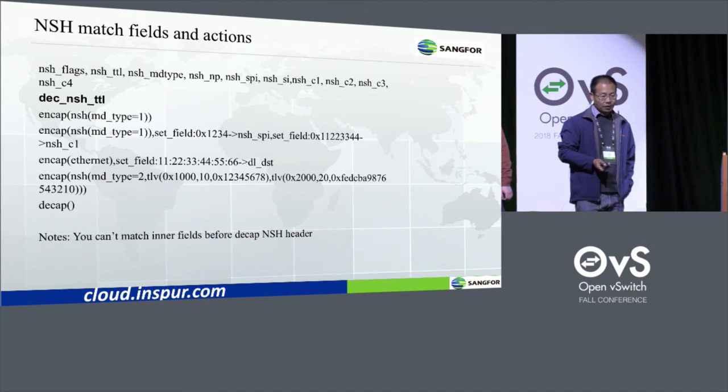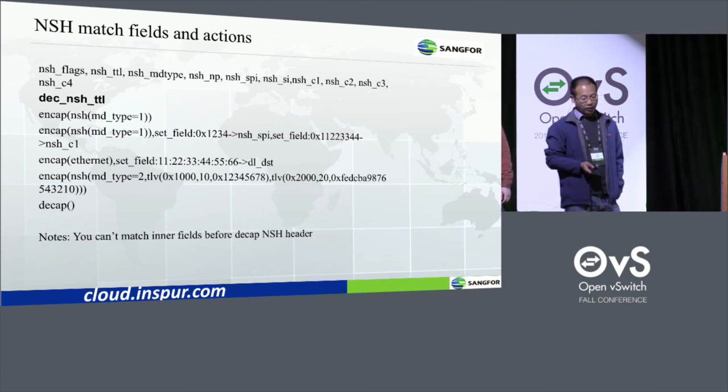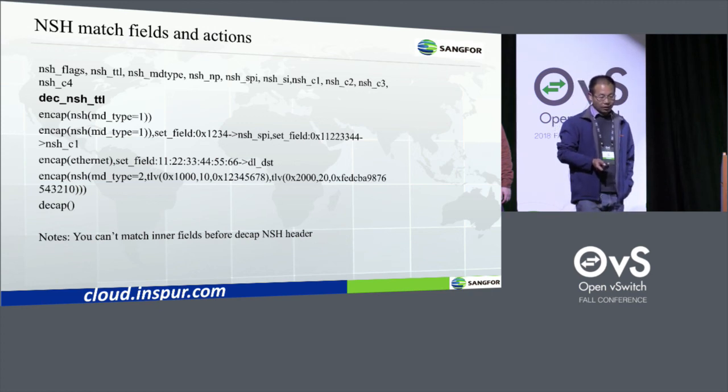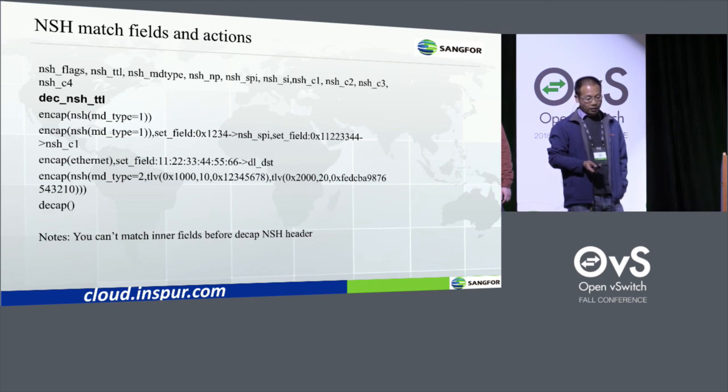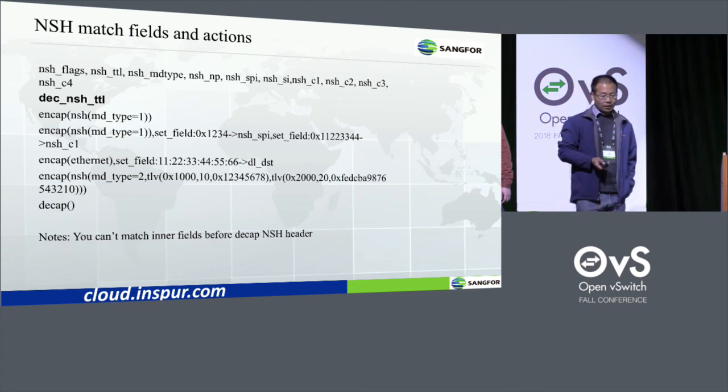Here is the NSH stuff in OVS. We have many match fields and some new actions. You can reference them to make sure you use them correctly. Especially to mention, you cannot match inner fields before decap of the NSH header, because the OVS flow parser just parses the outer header and NSH header.